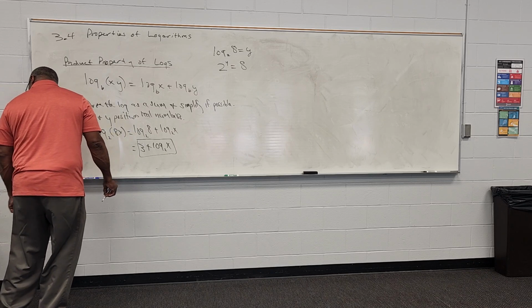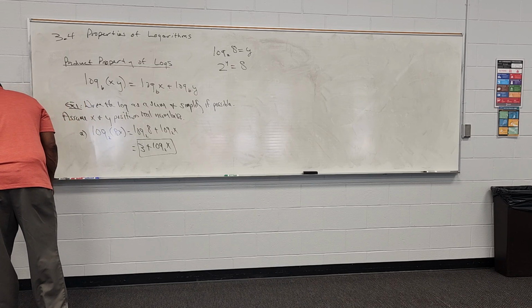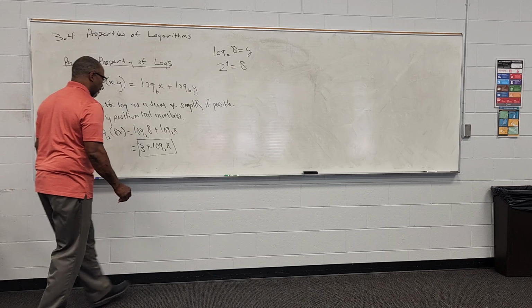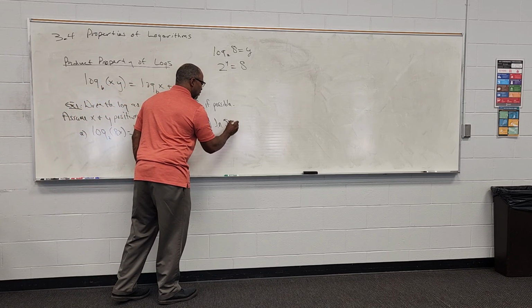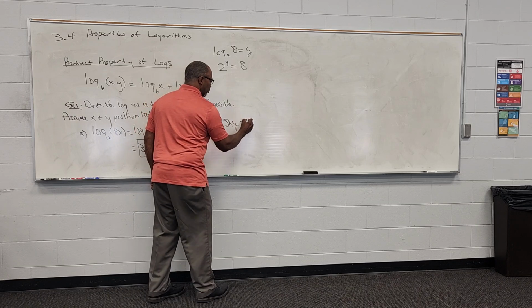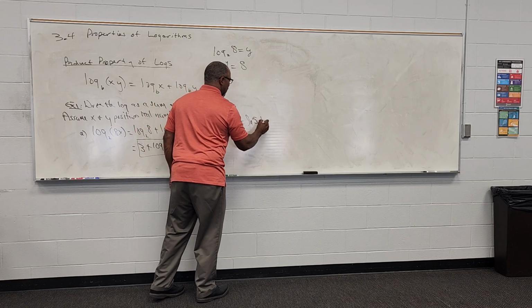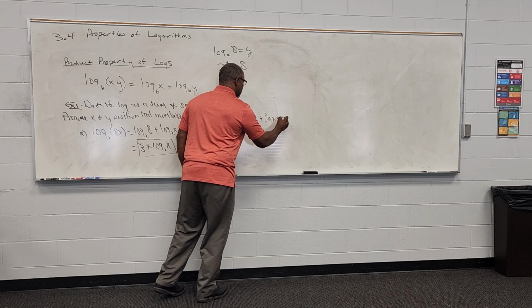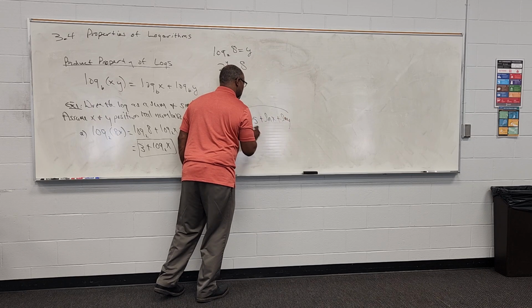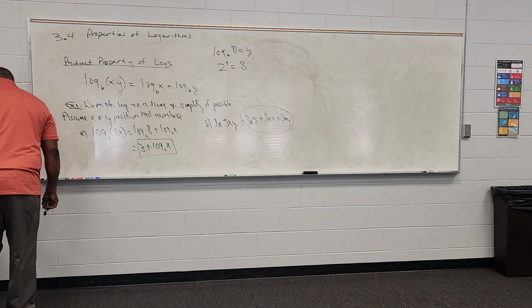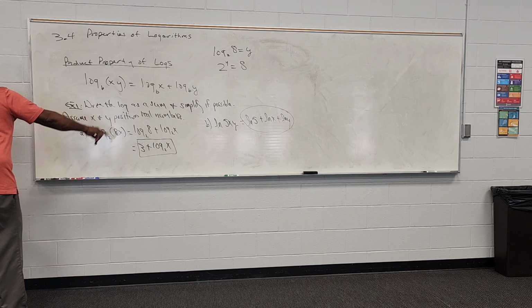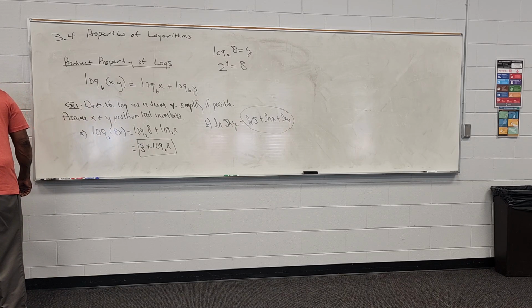B says ln of 5xy. Well, the product rule generalizes. That's ln of 5 plus ln of x plus ln of y. Again, the log of the product is the sum of the logs. Okay? I can't simplify any of those, so that's as far as I can go.